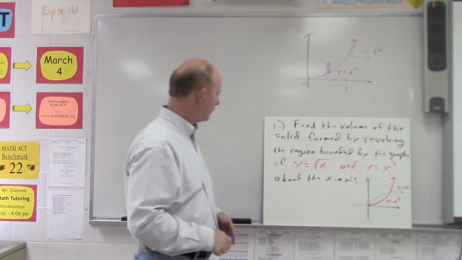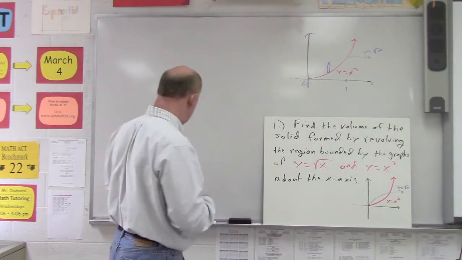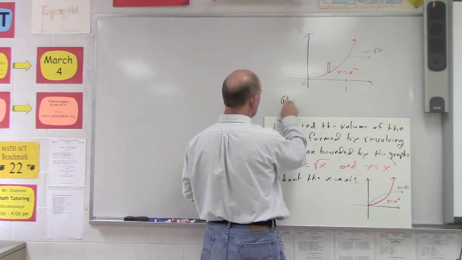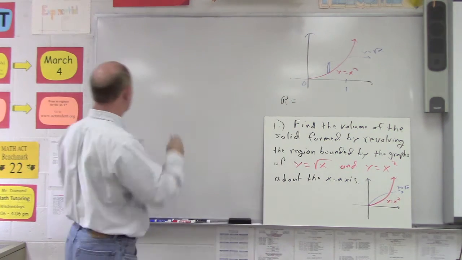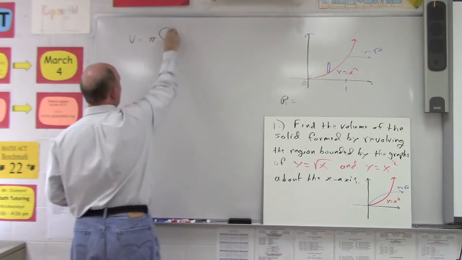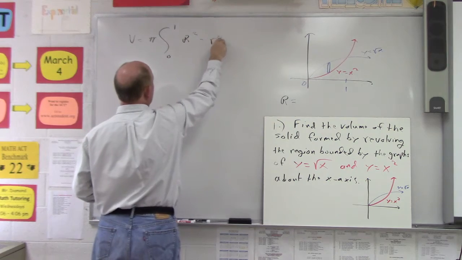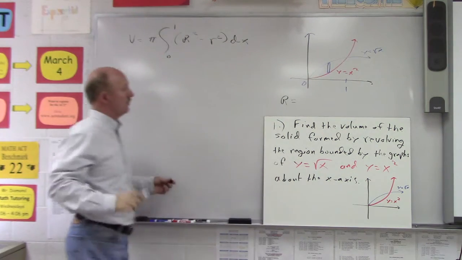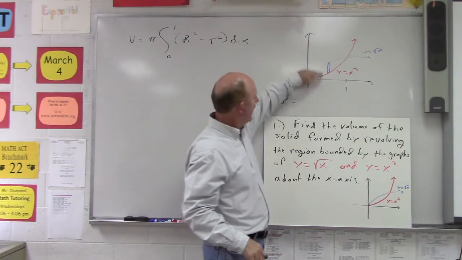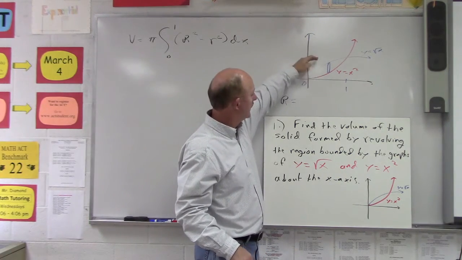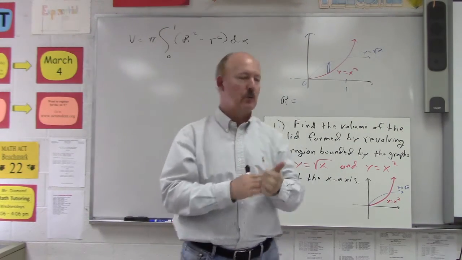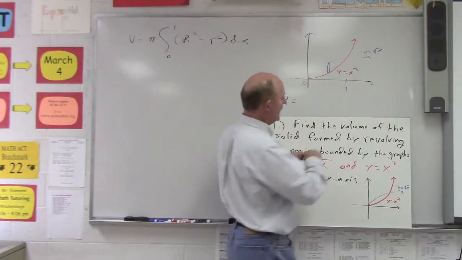But let's see, as we get started, now let's describe a big R and a little r. Right, now big R, the outer radius. So remember, when we set up our volume is going to equal pi integral, in this case from 0 to 1, big R squared minus little r squared dx. All right, so we set up our integral like so. Now, big R would be the outer radius here. So the outer radius, that is the graph that's furthest away from your axis of revolution. Now, axis of revolution is the x-axis.